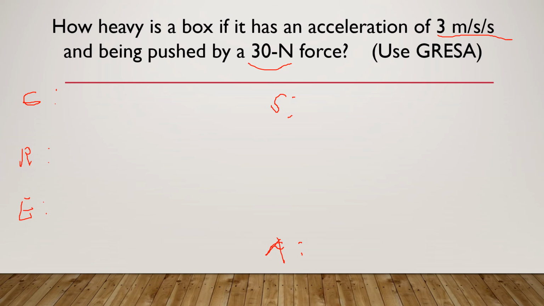Okay, so let us have here the given: acceleration, which is 3 meters per second squared, and we have here the force, very obvious because of the unit Newton, 30 Newtons. So how heavy is the box? So the required or the unknown is the value of mass.